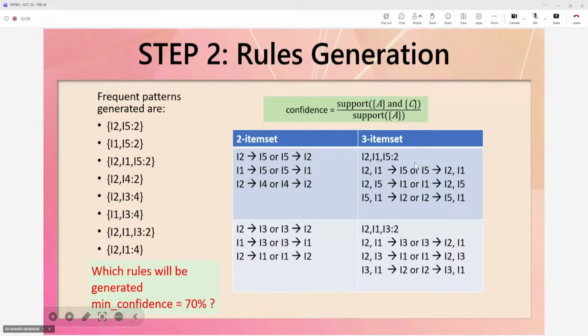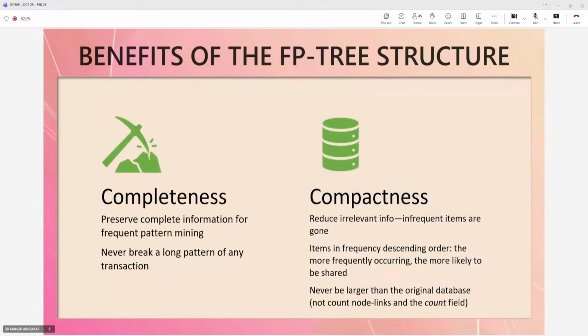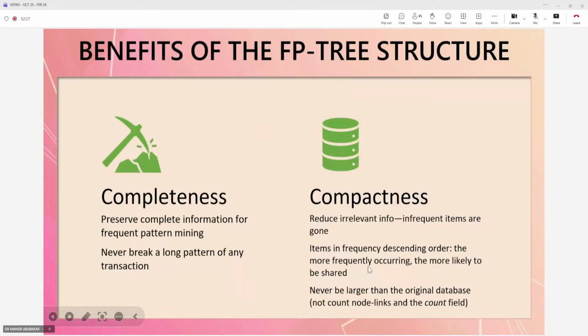So you can see how the rules are being generated using the item sets. Once the frequent pattern has been generated, then the rules can be easily generated. So do you have any question, please, before we move on? I believe when you sit down with the slides, you can easily grasp it more and understand it better. So any question, please?